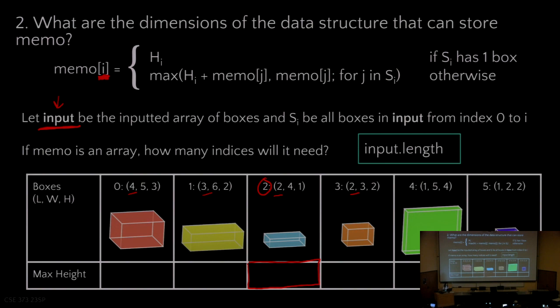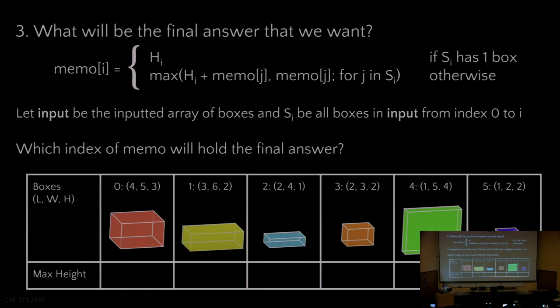Okay. So the next question is, now that we have figured out how big memo is going to be, one of the values stored inside memo is going to hold the final answer that we need. So whatever this function is going to return. And we need to figure out at what index of memo that final answer exists. And to do that, we think back to the actual problem. So the actual problem says, given this entire input of all of these boxes in input, what is the tallest stack that we can make?